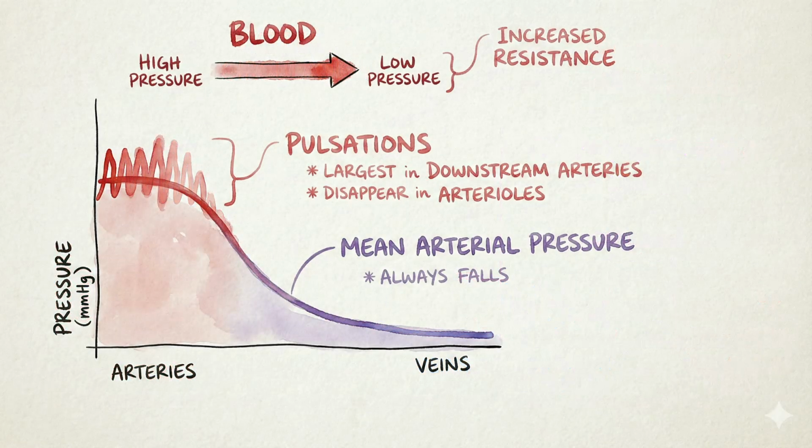Alright, as a quick recap, vascular pressures drive blood flow because the blood always wants to move from high pressure to lower pressure. The reason that blood pressure falls as the blood moves away from the heart is that blood has to get through many blood vessels, each of which typically offers a bit of resistance. There are pulsations, pressure fluctuations, in the aorta that get bigger in the downstream arteries and then disappear in the arterioles, but mean arterial pressure always falls as the blood goes downstream.